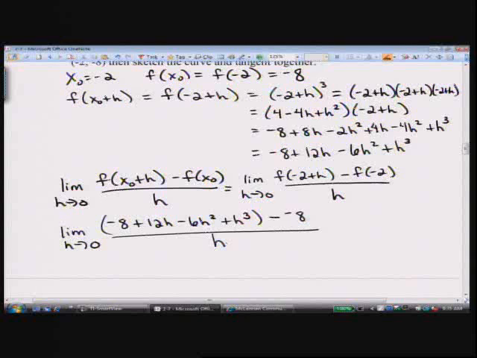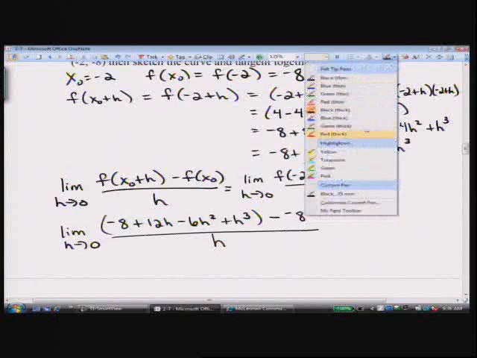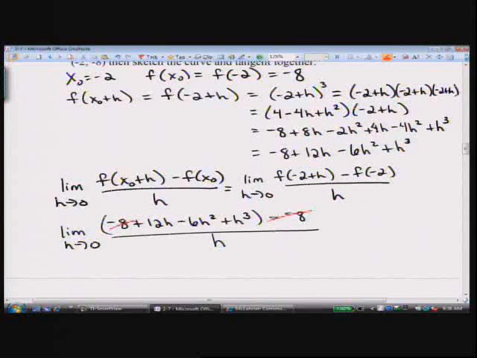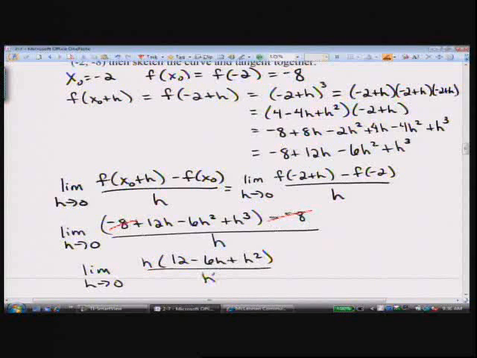Okay, when you clean this up, you have -8 plus 8, so those cancel, right? And all that you have left has an h in it, in the numerator. It always happens this way. And then you're going to have some h's that cancel. So we have the limit as h goes to 0 of h times (12 minus 6h plus h squared) all over h. So your h's cancel. When you plug 0 in, you get what? What do you get?